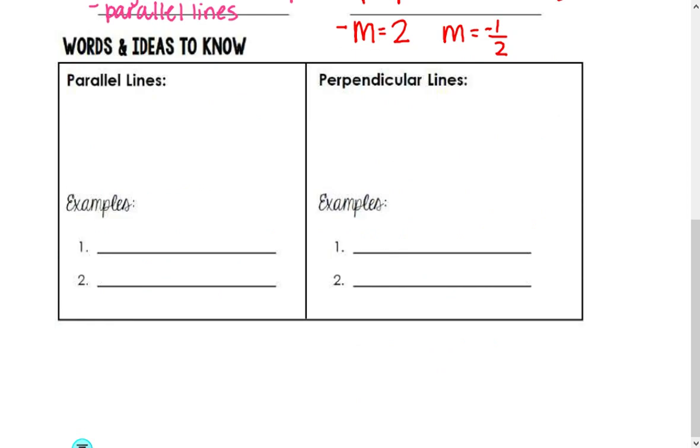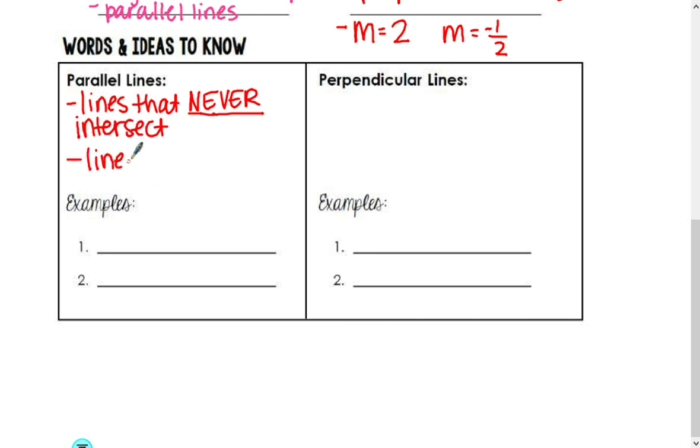Alright, so parallel lines, they are lines that never intersect. Alright, and another thing, they are lines with the same slope. Remember, we call slope M. Alright, so some examples. Maybe you could come up with some examples of your own.